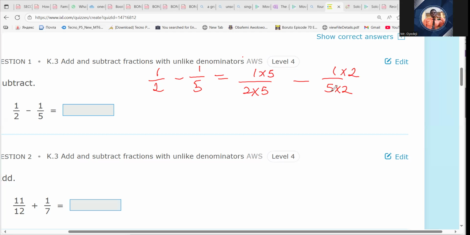Because I multiply this 5 with 2, I must multiply the up also with 2. I multiply this denominator with 5, so I must multiply the numerator also with 5, which equals 5 over 10 minus 2 over 10, which equals 3 over 10. That's the answer for that. Okay, let's move on to the next one.